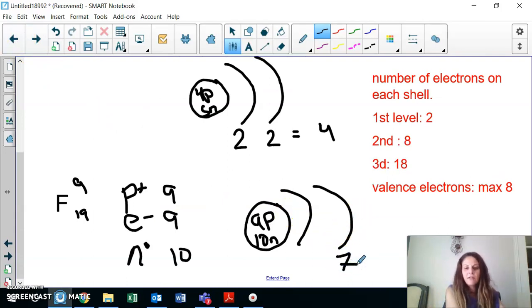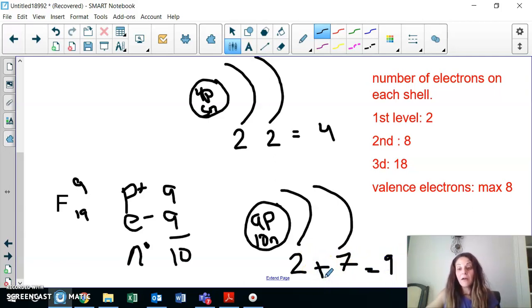Remember that valence electrons are on the last energy level. I have a total of 9 electrons to place. So since I have 7 here, I have 2 left, and I'm going to write it here. In total, that's 2 plus 7, 9. Now I want you to try it with various elements anywhere from 1 to 20.